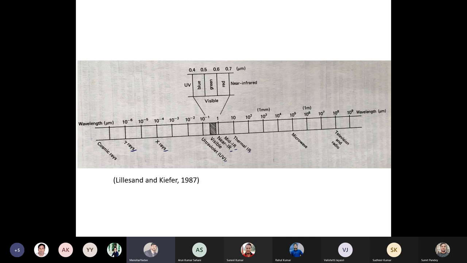On slide 14 you can see the nomenclature for different spectral bands, from cosmic rays, X-rays, gamma rays, till television and radio waves, and the corresponding wavelength is given. In the visual spectrum there are three spectral bands: blue, green and red. Blue is 0.4 to 0.5 micrometer, green is 0.5 to 0.6, and red is 0.6 to 0.7. When we define a spectral band, we define the range of wavelength in which we consider the energy for that particular spectral band.